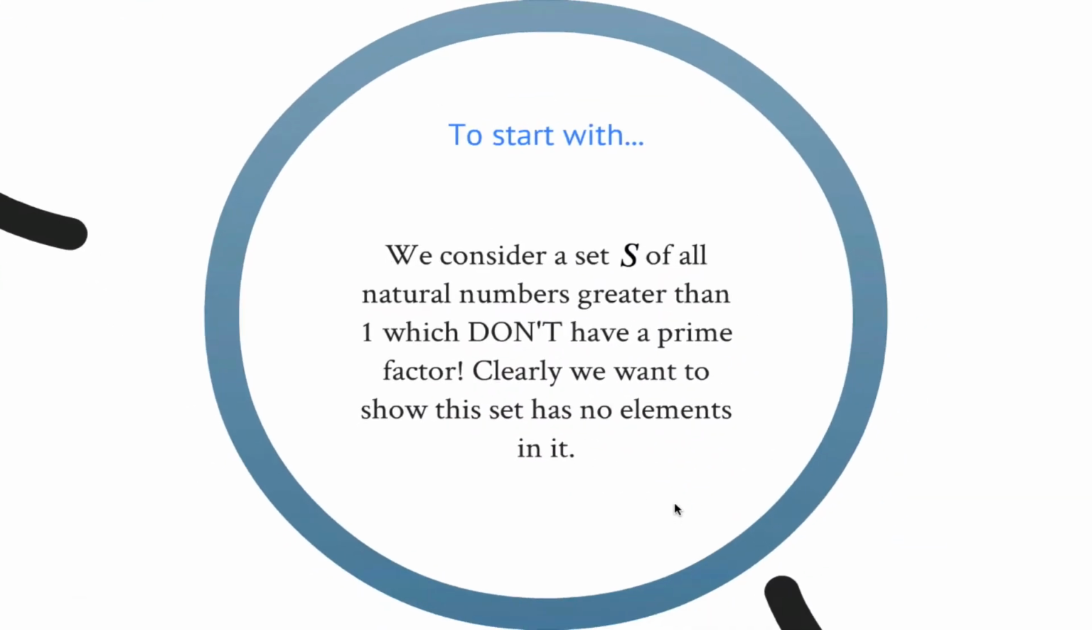To start with, we're going to consider that there are numbers which don't have a prime factor. Then we're going to consider a set S of these numbers. If we can show that this set S of numbers without prime factors has no elements in it, then clearly we've shown that there are no numbers that don't have a prime factor.